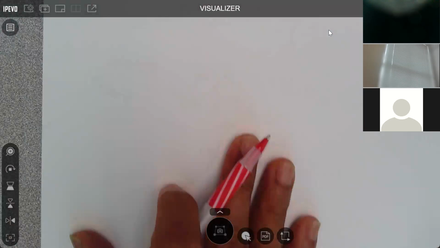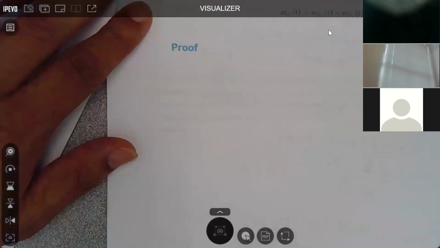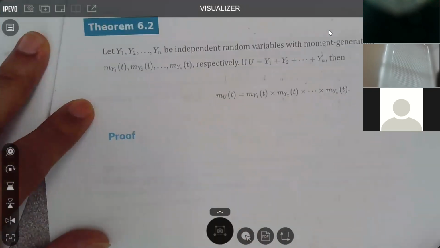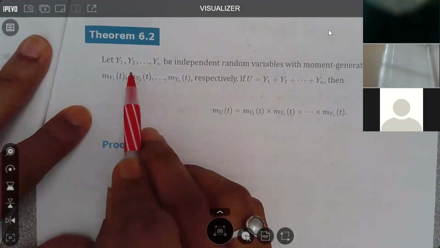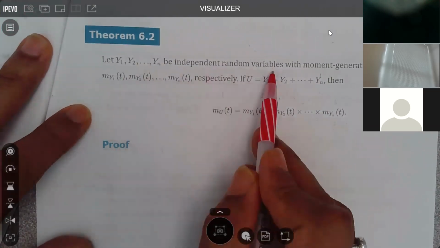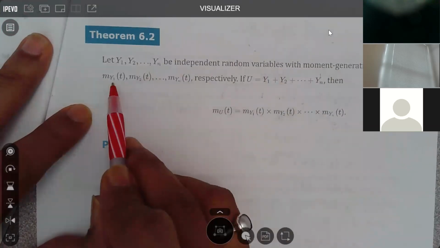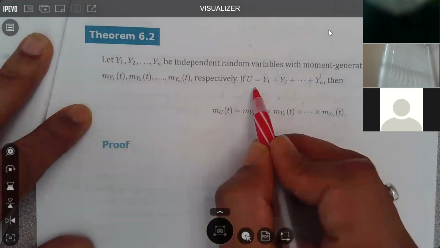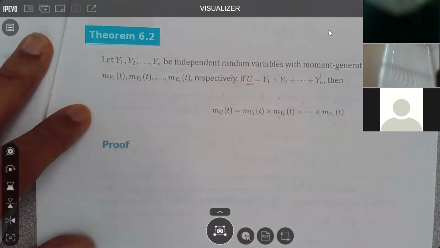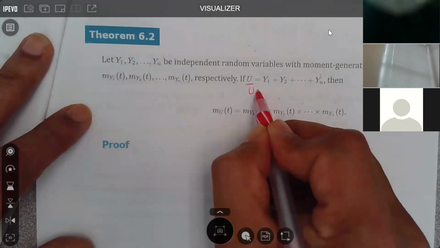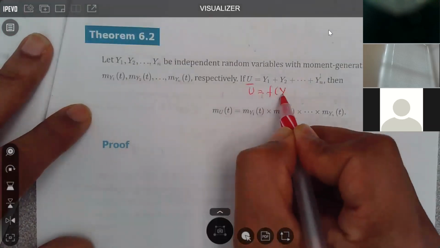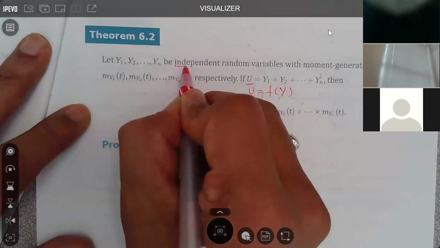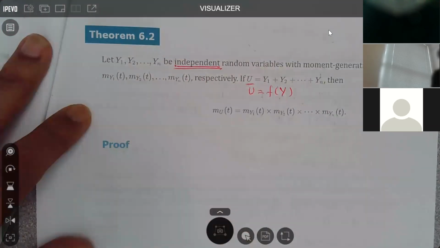Now let's do this one problem here. If y1, y2, and yn are independent random variables with moment generating functions m_y1(t), m_y2(t), and m_yn(t) respectively. Now the new random variable is u here, right? So u is a function of the random variables y, and the y's are independent here. That is required. Okay, independent.